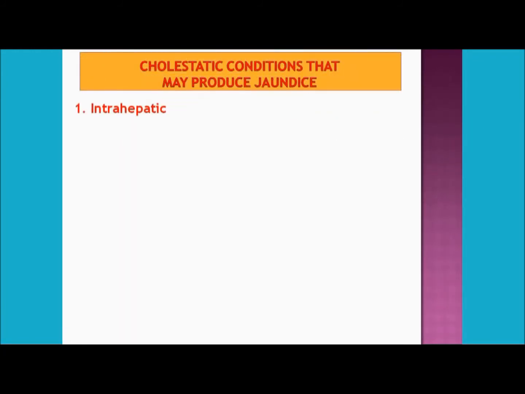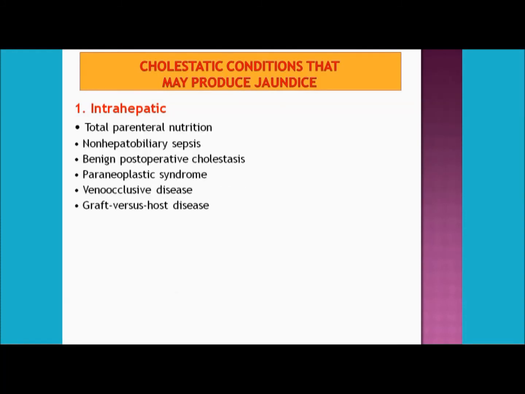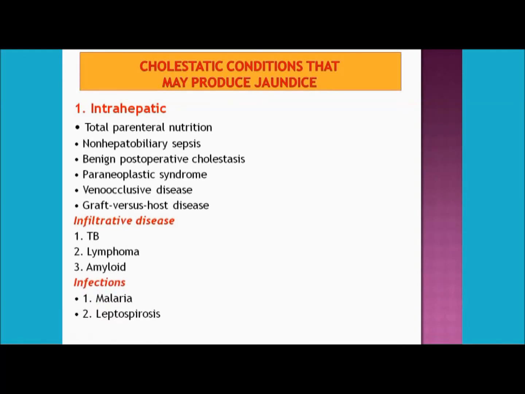Now again, in the intrahepatic conditions, we have different conditions like total parenteral nutrition. It also induces non-hepatobiliary sepsis, benign post-operative cholestasis, then paraneoplastic syndrome, veno-occlusive disease, graft versus host disease. These all may induce cholestasis, which leads to the development of jaundice. Infiltrative diseases also develop jaundice, for example tuberculosis, lymphoma, or amyloid disease. Apart from that, infections like malaria and leptospirosis can also induce jaundice in a normal human being.